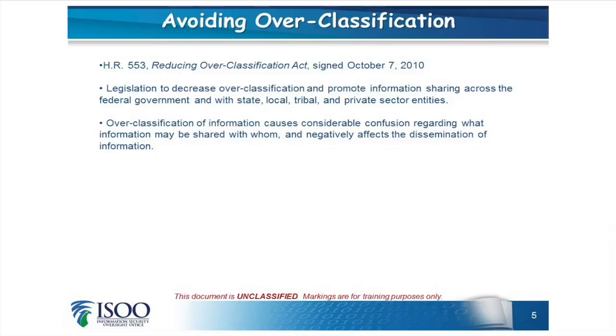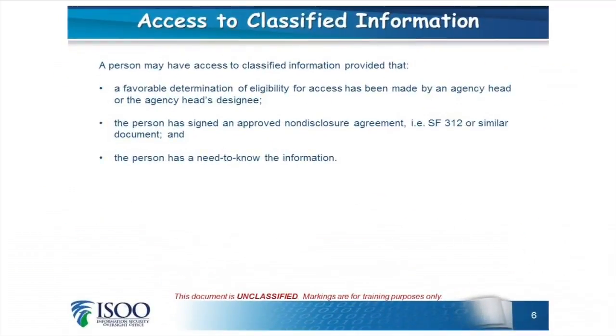Information sharing with other agencies and other governments has become an important factor in the way we do business today. Agency Inspector General offices are responsible for implementing this program. Before an individual can have access to classified information, there must first be a favorable determination of eligibility for access. The individual must sign an approved non-disclosure agreement, and the individual must have a need to know the information. Simply having a security clearance is not sufficient reason to have access to classified information.